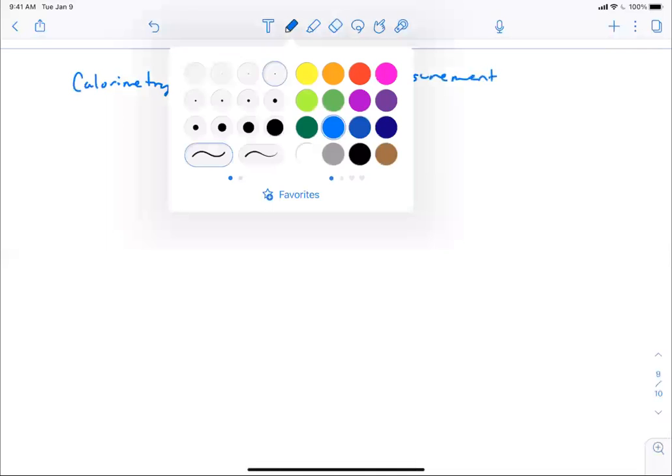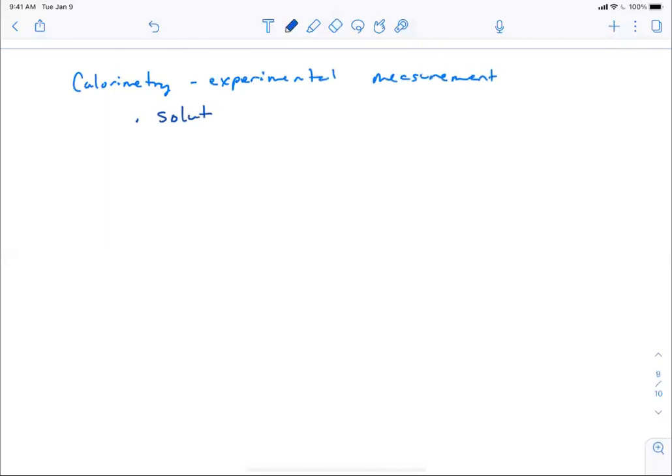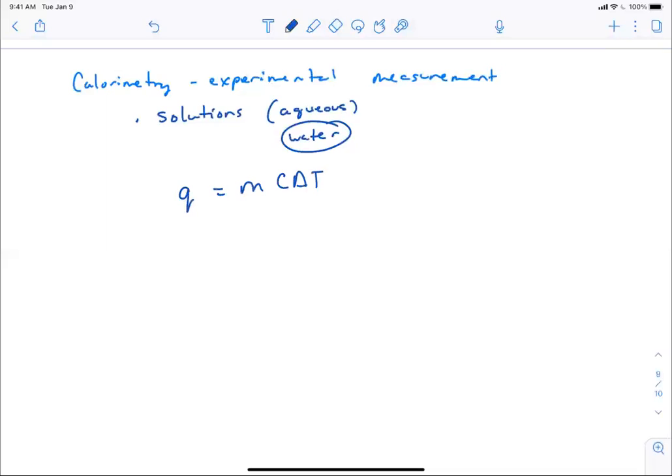And so the focus here is generally we're dealing with solutions, namely aqueous solutions. So we're dealing with water. So in these scenarios, you are going to use q equals mc delta T for calorimetry, but you have to remember that q is of the water, mass of the water, specific heat of the water, and change in temperature of the water. Because this is one of those scenarios where the IB gives you an equation, but doesn't give you enough information to be able to use that equation without your own prior knowledge.